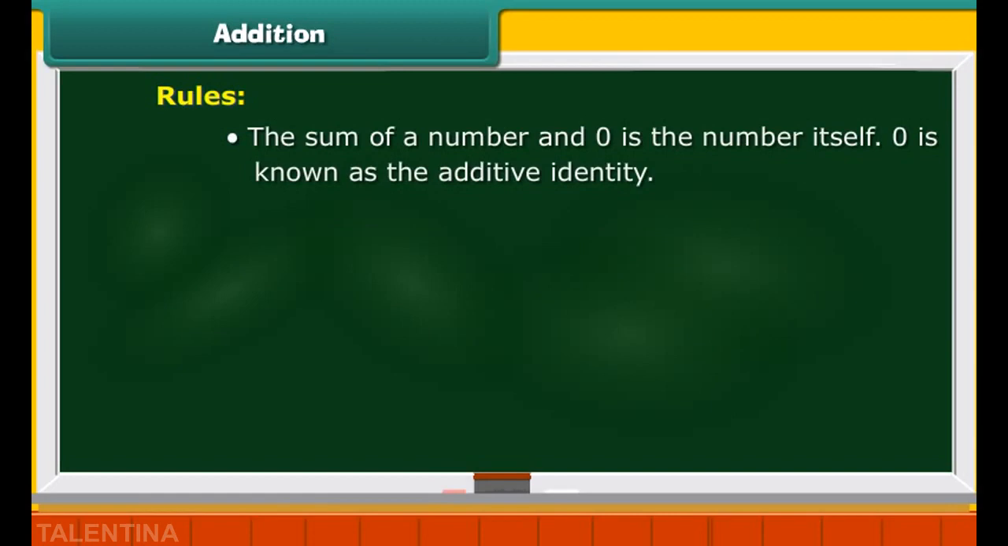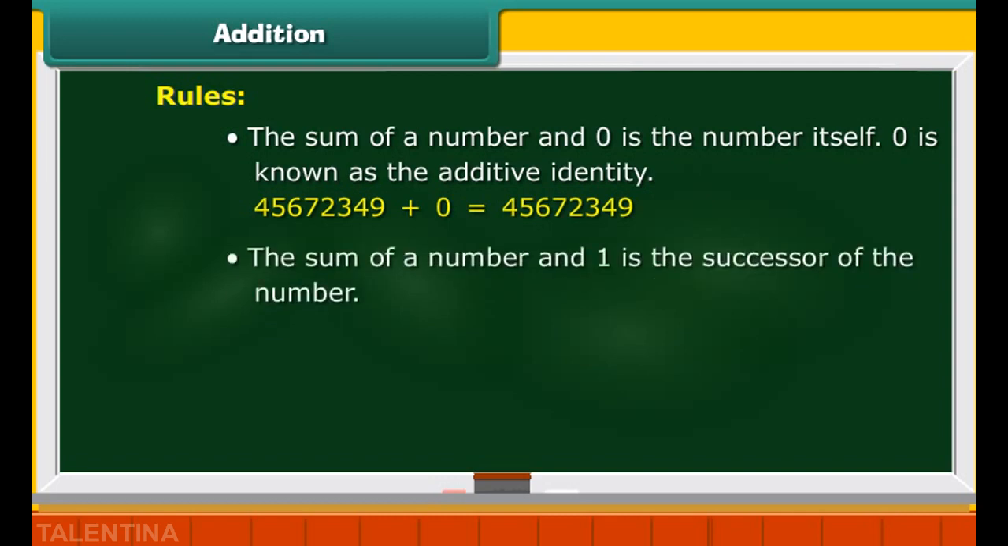The sum of a number and 0 is the number itself. 0 is known as the additive identity. 45672349 plus 0 is equal to 45672349. The sum of a number and 1 is the successor of the number.